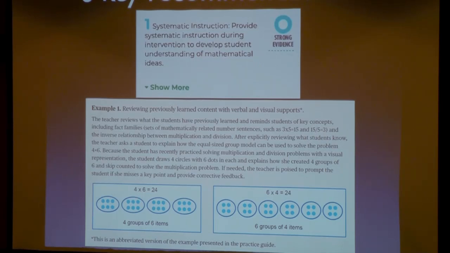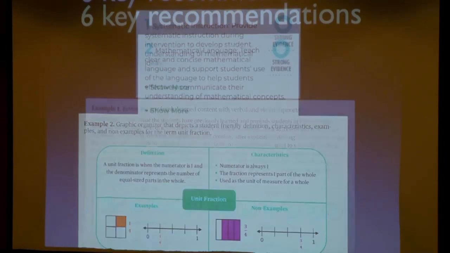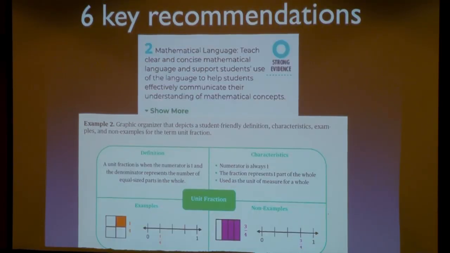So here's one of those examples. If you want to teach children 4 times 6, they might offer you a solution where you have 4 groups of 6 items. Well, then you can systematically draw their attention to that. Another strategy is to have 6 groups of 4 rather than 4 groups of 6. And as you can see from this guide, there's lots of information in this guide on how to concretely implement these 6 principles. The second one is mathematical language.